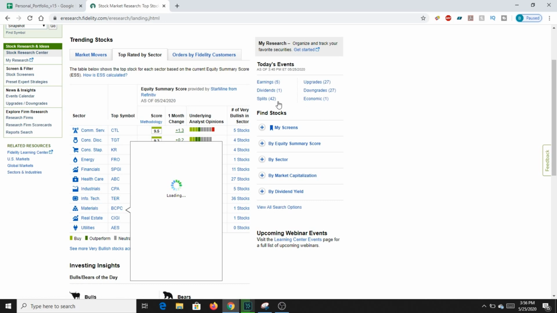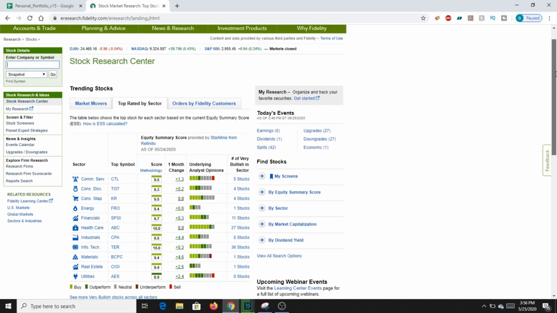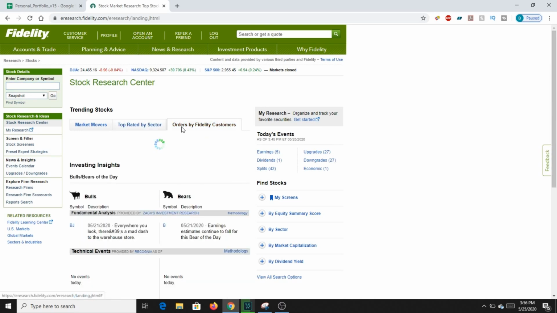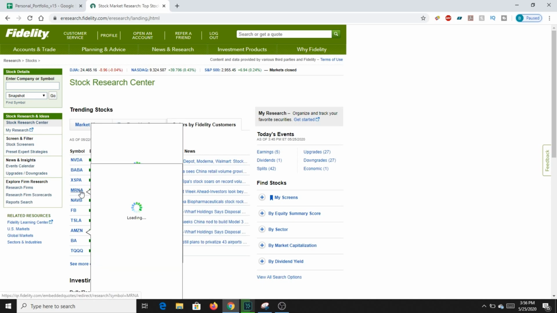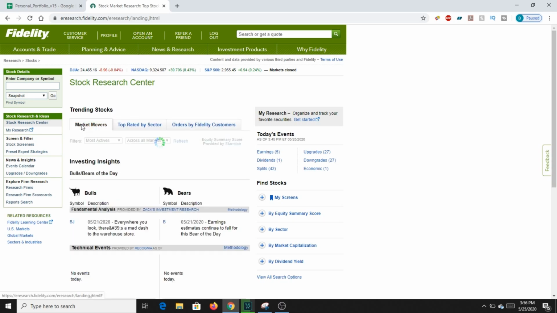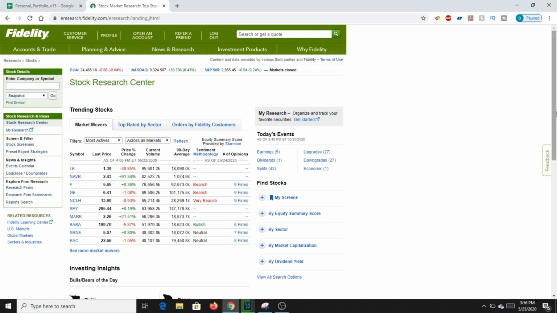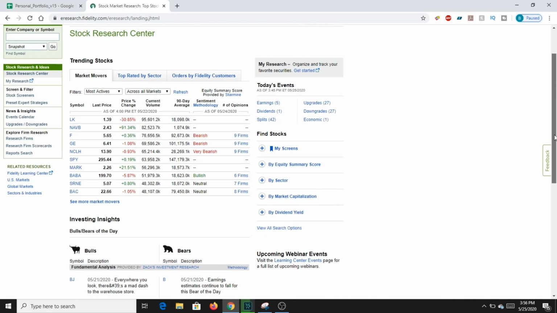You have different items here that get written up for specific events like earnings, dividends, splits, all that jazz. You can do some quick slices here by sector, capitalization, dividend yield, equity, and summary score. Then you can look at what companies are being bought by Fidelity customers, so you can see right off the top which companies are the highest traded, and which ones are being moved from a market perspective.